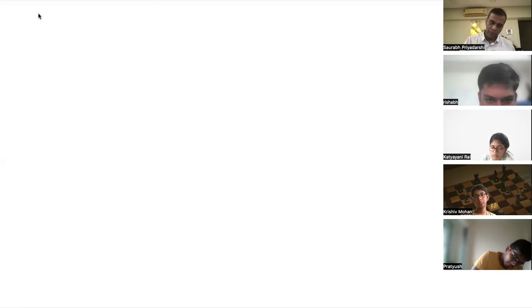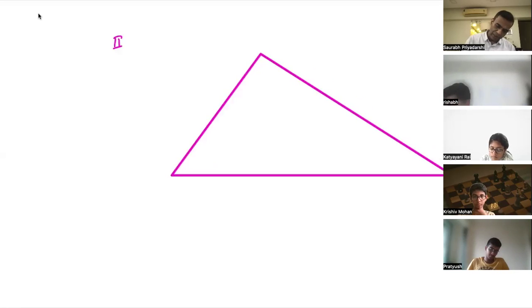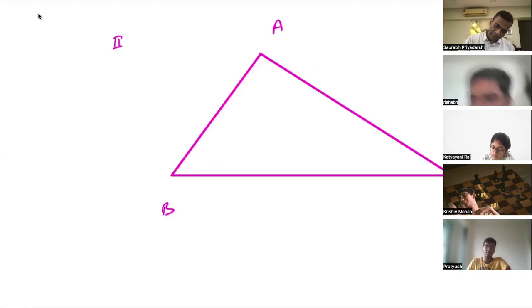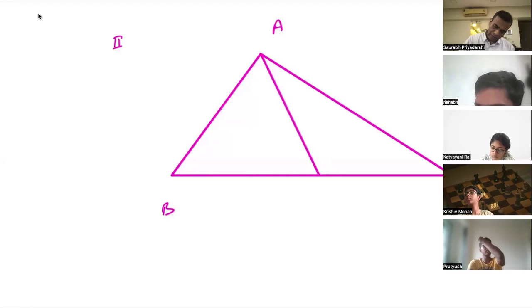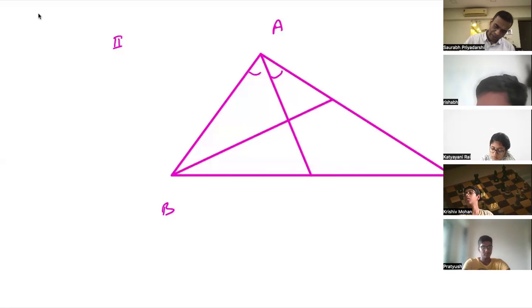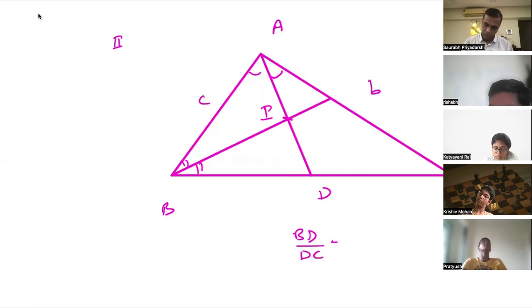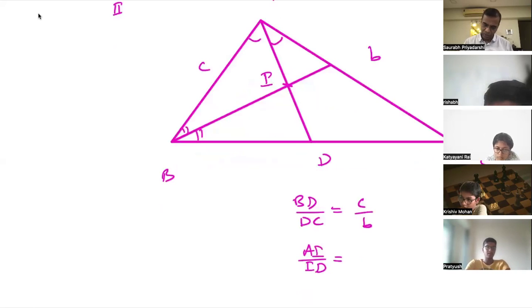And the second, what I said: if this is the triangle ABC, the internal angle bisector of A, the internal angle bisector of B, that intersect at I. So we have to find I. So this BD is to DC, this is divided in the ratio C is to B. And AI is to ID divided in the ratio B plus C is to A, right?